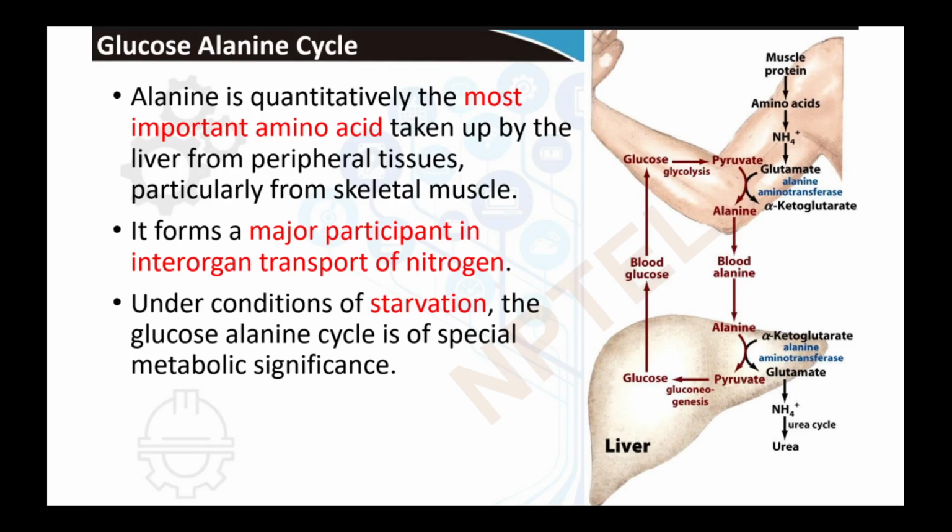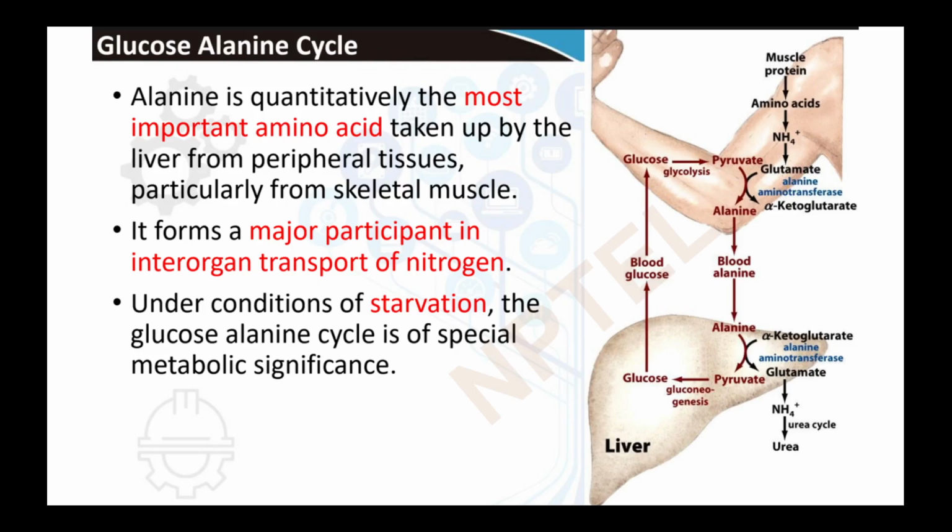We know that this pyruvate cannot directly be transferred from the muscles to the liver. So for that purpose, pyruvate is first converted into alanine by alanine aminotransferase. This is the muscle alanine aminotransferase, which converts pyruvate to alanine by taking up the amino group from glutamate and converting it to alpha ketoglutarate, and pyruvate becomes alanine.